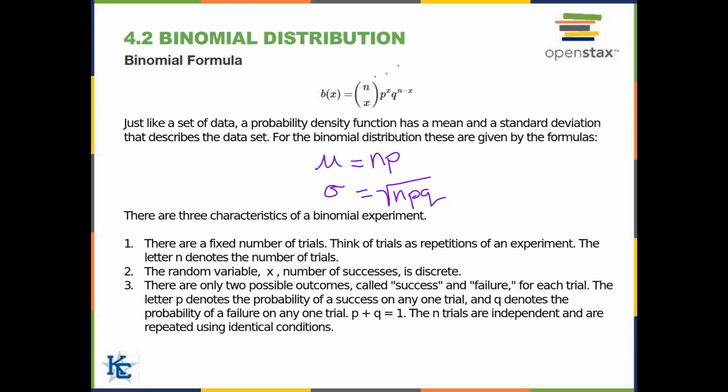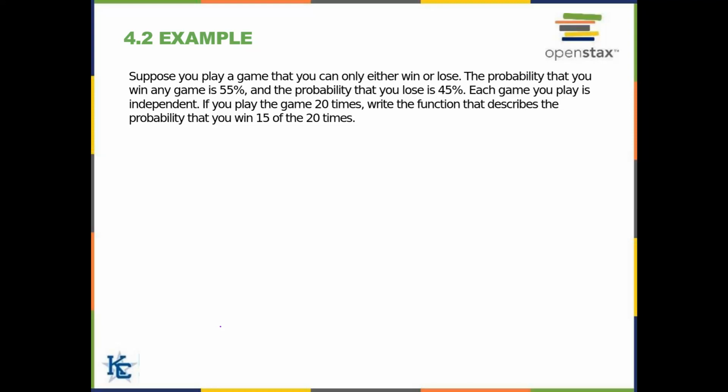So in this problem here, it says, suppose you play a game that you can only either win or lose. The probability that you win any game is 55%. So that's our probability of winning, which in this case would be a success. So we would use 0.55, and the probability that you lose is 45%. So loss would be a failure. Each game you play is independent.